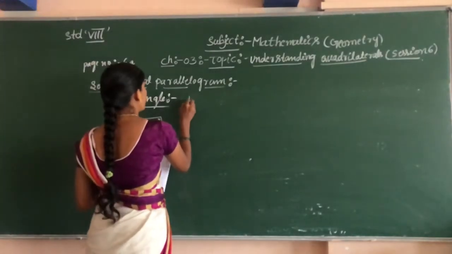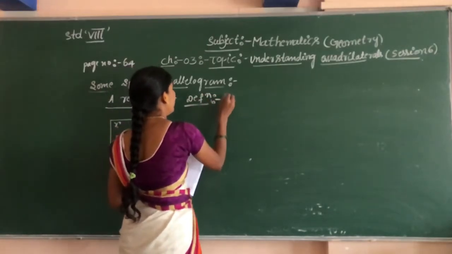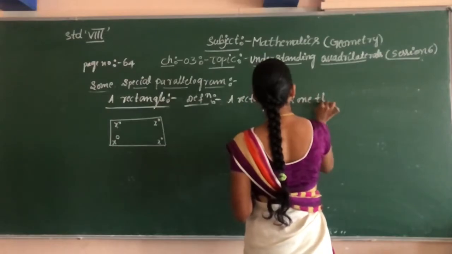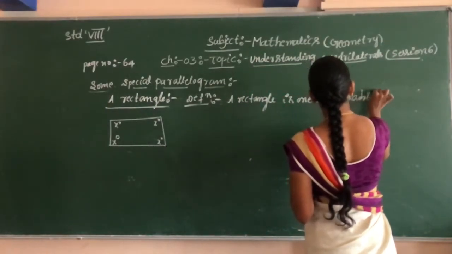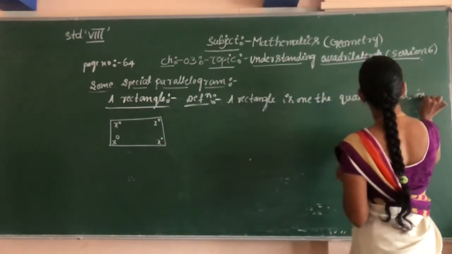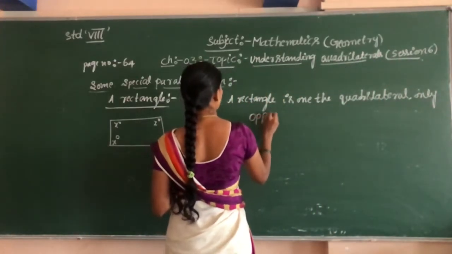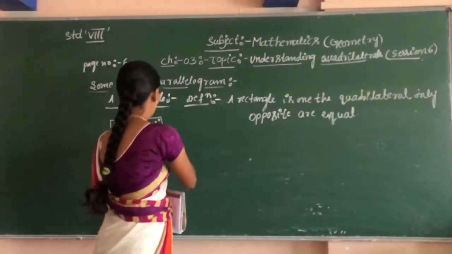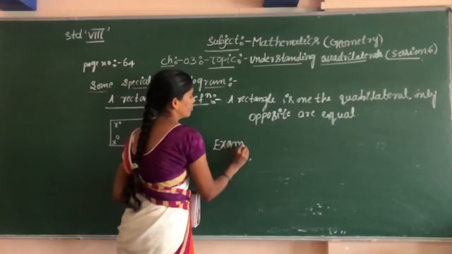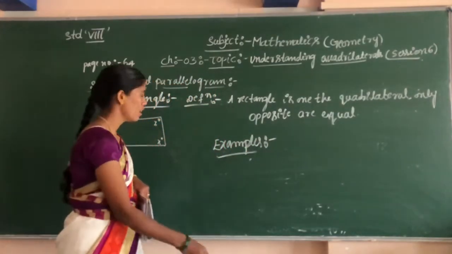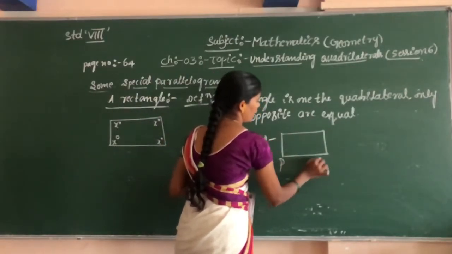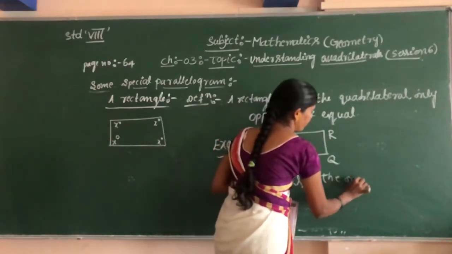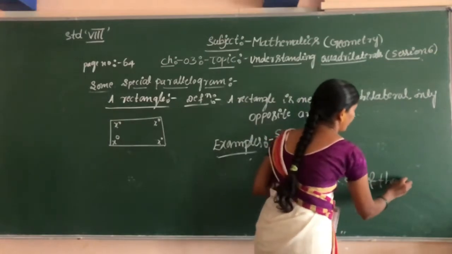I'll write the definition. Rectangle. A rectangle is one of the quadrilaterals, only opposite sides are equal. Example. Here you should write the example. Okay, examples. We should write P, Q or S. P, Q or S is one of the rectangles.